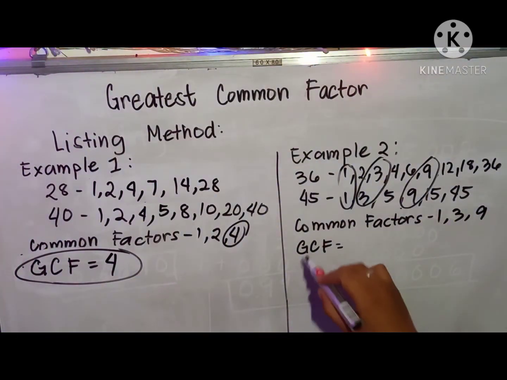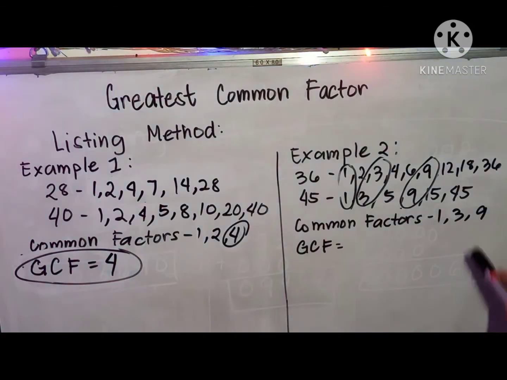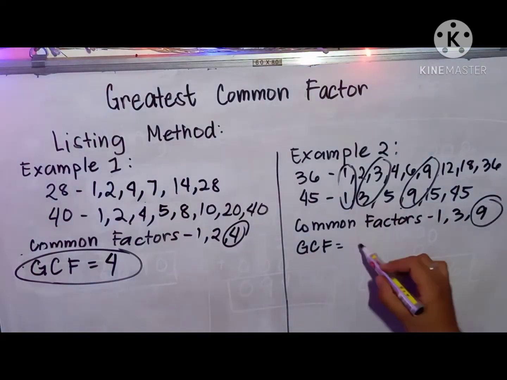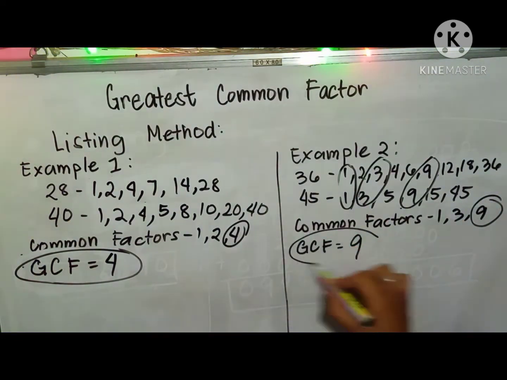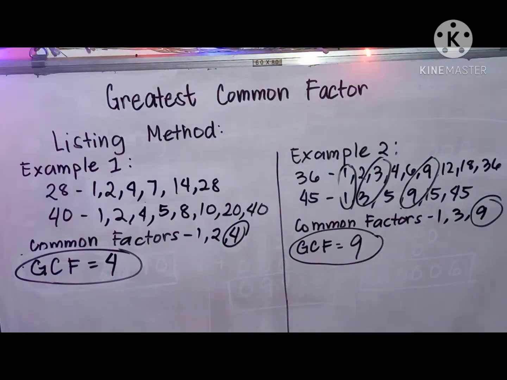Now, proceed tayo sa ating main goal. Find the greatest common factor. Ano yung pinakamataas na common factor na meron si 36 and 45? So, the greatest common factor of 36 and 45 is of course 9. Ito ang final answer natin. The greatest common factor of 36 and 45 is 9.